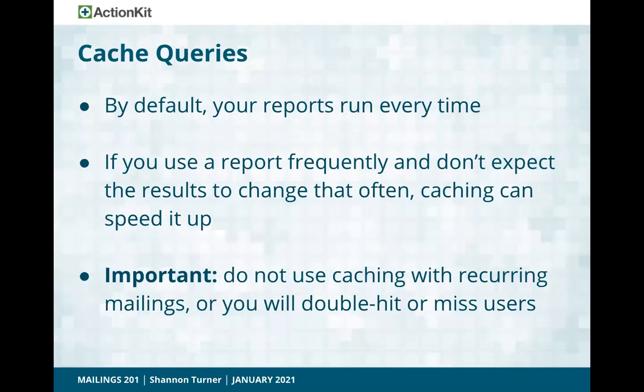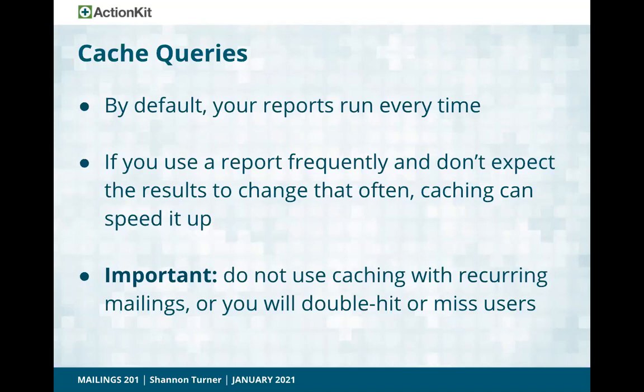Switching gears a little bit, the last thing I want to mention on faster builds is caching your queries. So by default, your reports are going to run every time when you're using them to target your mailing. And if you use a lot of query reports in your mailing, caching them can be one of the best ways to speed up your targeting builds. Because by default, when you include a report in your targeting, we run that report, we get the results, and then that is one part of your targeting.